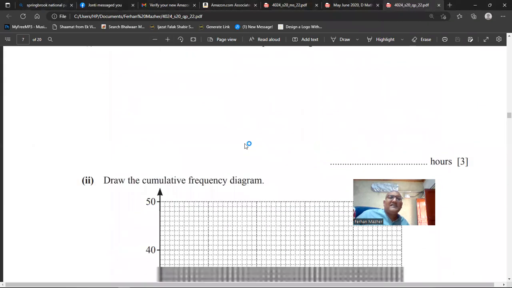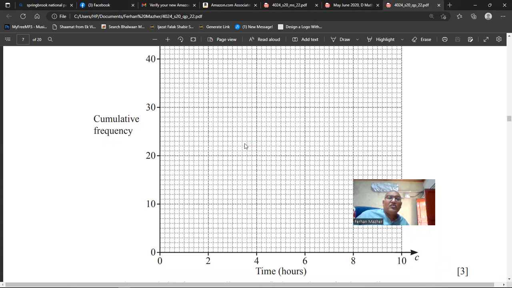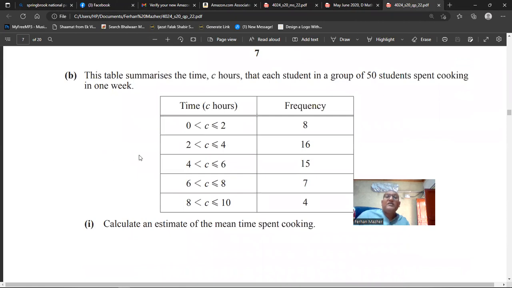In the next part, he says, draw the cumulative frequency diagram. So for this table, whenever you draw the cumulative frequency diagram, first of all, I need to find out the cumulative frequency for each class. Cumulative frequency is called CF. The first frequency is written as it is. The next frequency is added to this previous frequency. You get the cumulative, and then to this cumulative, you add the next frequency. This is how you find the cumulative frequency for each class.